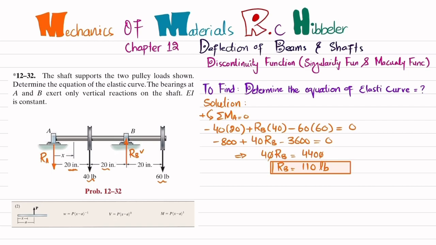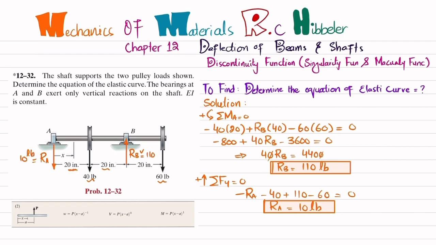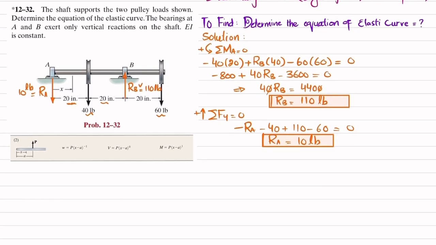Now we will find RA by using the equation of equilibrium that the sum of all forces along the y direction must be equal to 0, with upward force taken as positive. RA is downward, so minus RA minus 40 plus RB, which is 110, minus 60, is equal to 0. So RA will be equal to 10 pounds. Now you have both RA and RB: RA is 10 pounds, downward, and RB is 110 pounds, upward.